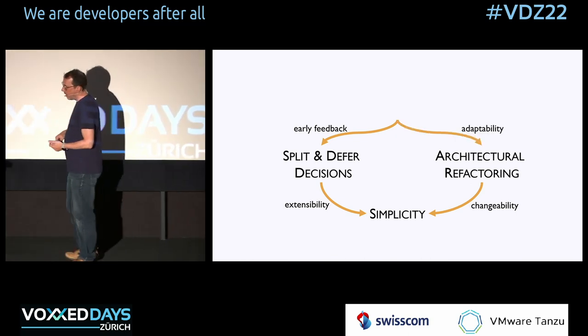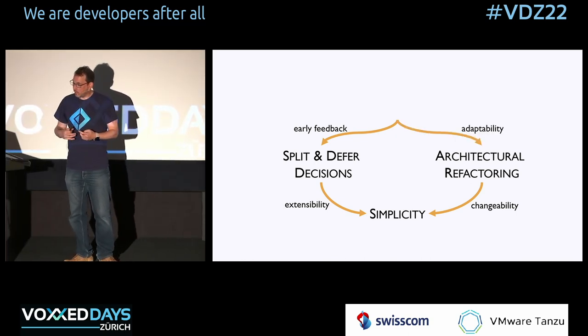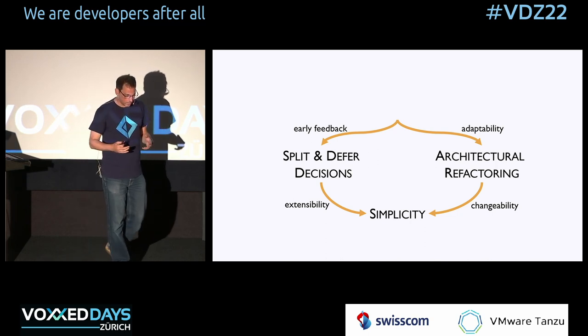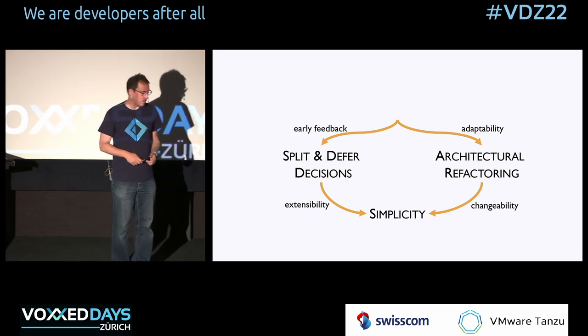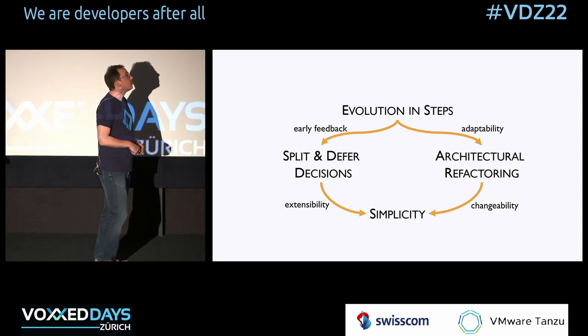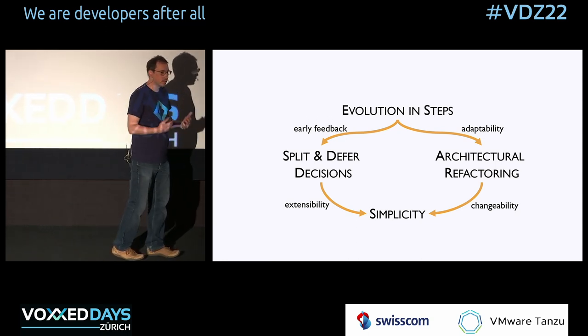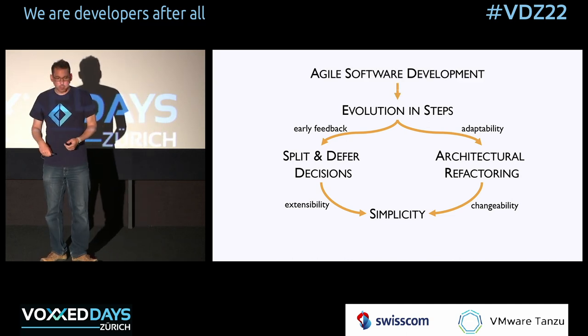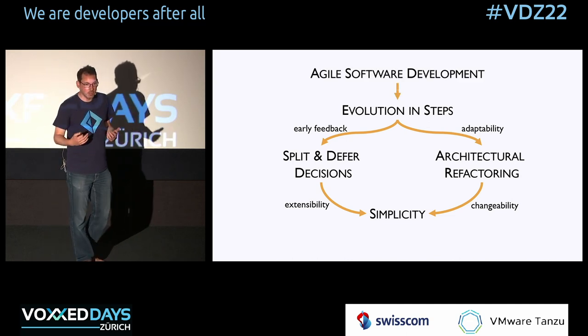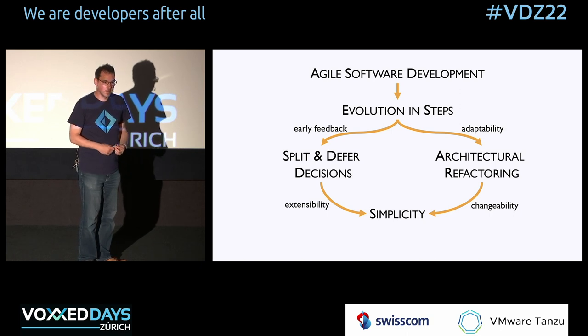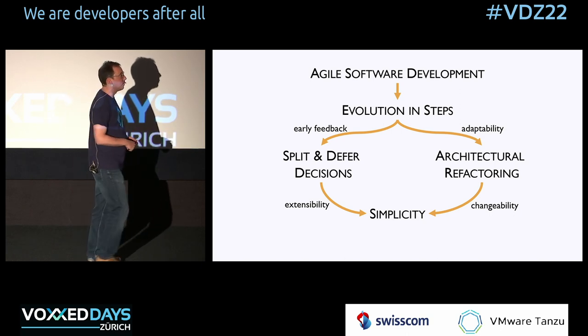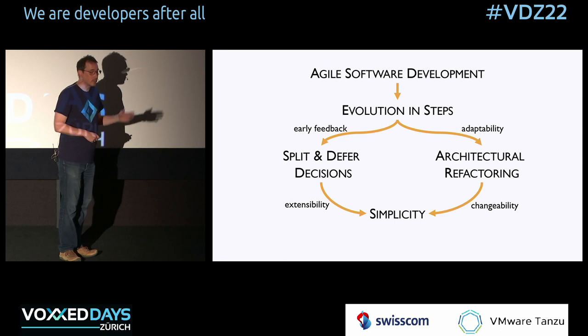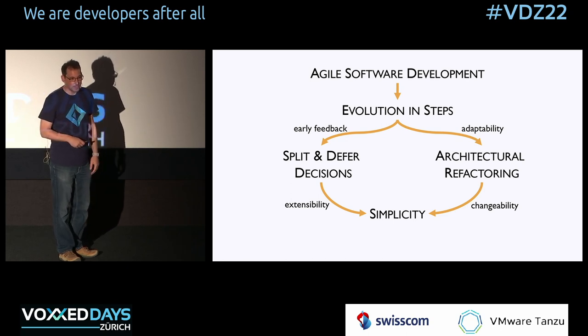and refactoring allows adaptability. If you get feedback, we have to change something, and we really can act on this feedback. So it's the basis for building a system in steps. And to put the buzzword here, it's what we need for agile software development or modern software development. So that's the conclusion of my talk.